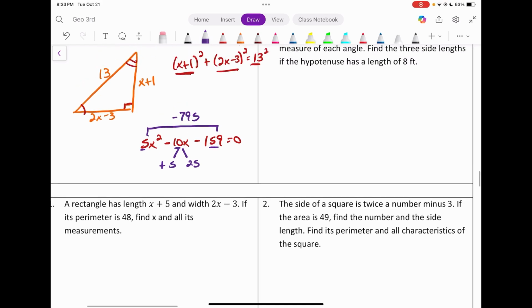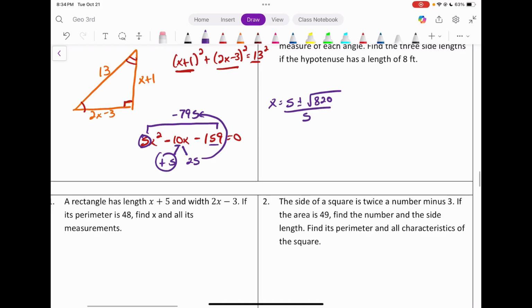795. So taking those numbers, my final answer for x is going to be x equals left leg plus and minus the square root of these two values subtracted, 25 minus negative 795. That's going to give you a value of 820, and it's all divided by this number, which is 5. Now, that's a funny looking answer, so let's go a step further.